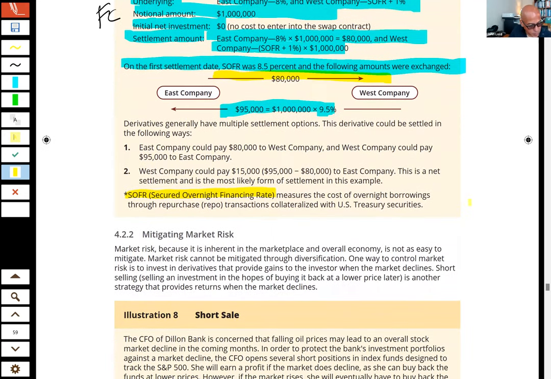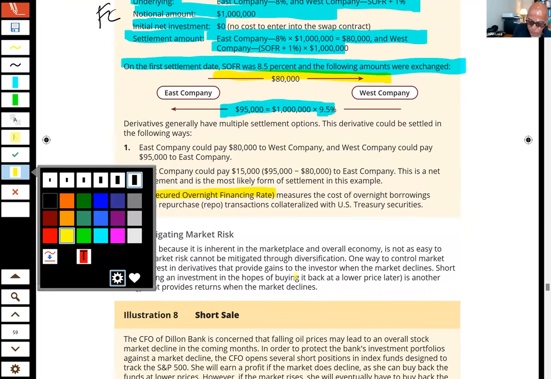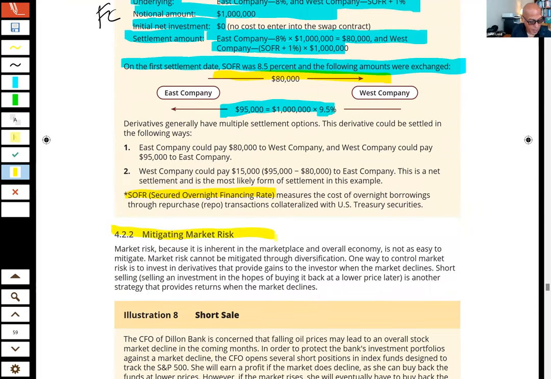Okay. Now, mitigating market risk. Let's take a look at what we can do here. Market risk cannot be mitigated through diversification, right? So one way to control market risk is to invest in derivatives that provide gains to an investor when the market declines. And short selling, selling an investment in the hopes of buying back at a lower price, is another strategy that provides returns when the market declines.